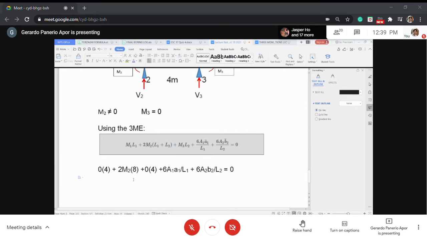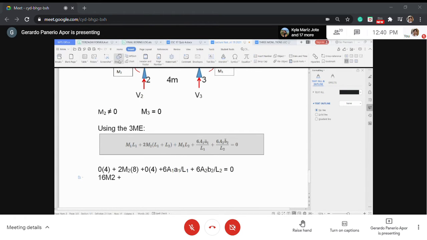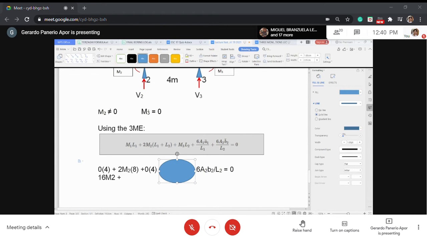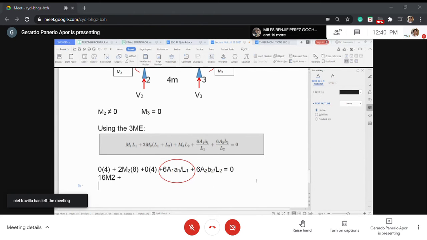So we have, simplifying, that's 16 M2 plus, no? So we are going to determine this, no? We are going to determine this one. We are going to determine that, no? So determine that using the one, no? This one.